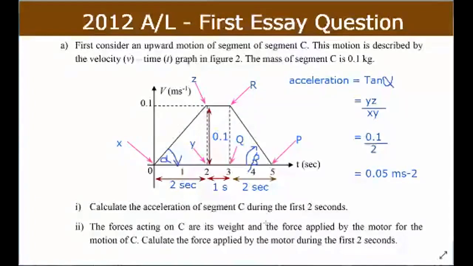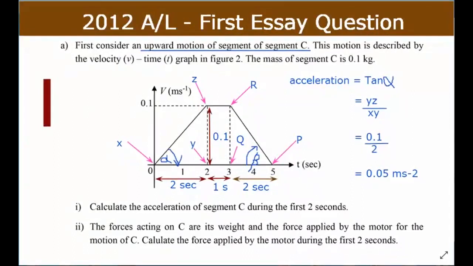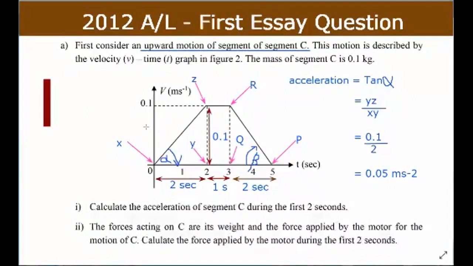So during the first 2 seconds, consider the upward motion of the segment C. See this sentence here, upward motion of the segment C. Right. So how many forces are acting on the segment C here? If I draw the segment C separately here, this is the segment C. They have given the forces acting on it. What are the forces acting on it?